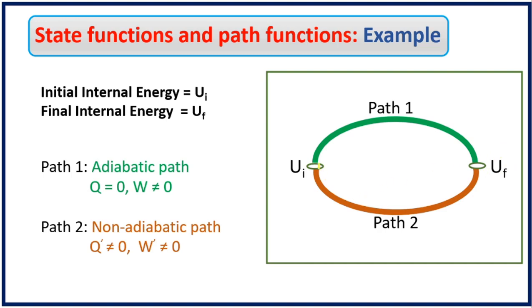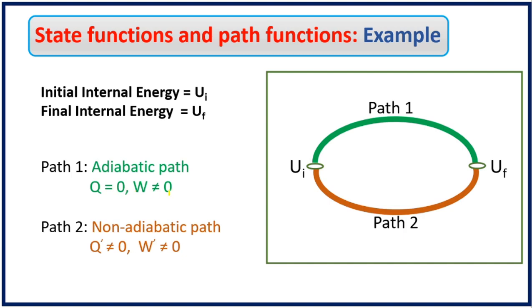So in this green color path it is undergoing adiabatic change, whereas in this orange color path it is undergoing non-adiabatic change. So in path 1, because it is an adiabatic process, here the Q is equal to 0. That means there will not be any exchange of heat between this system and the surroundings. So therefore its Q value becomes 0.